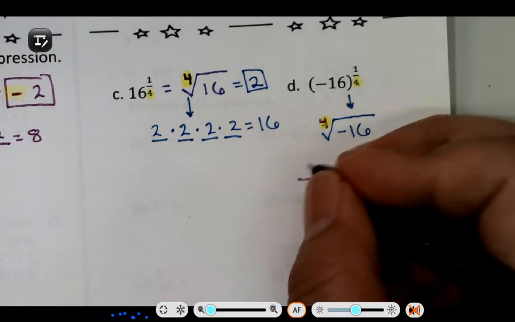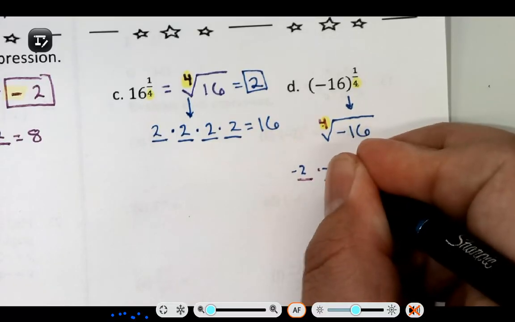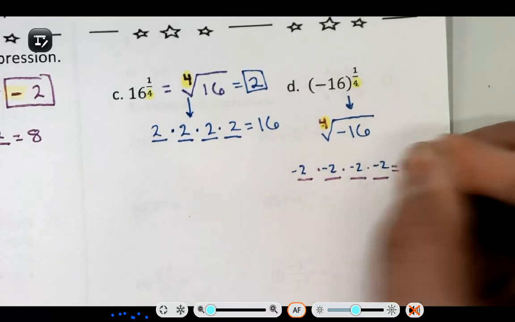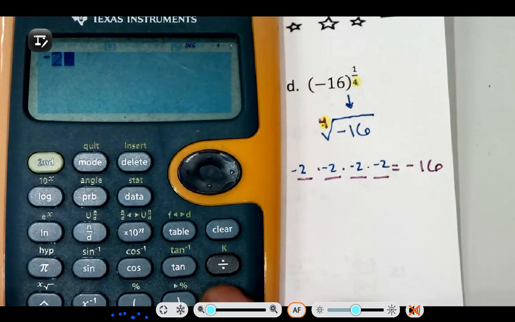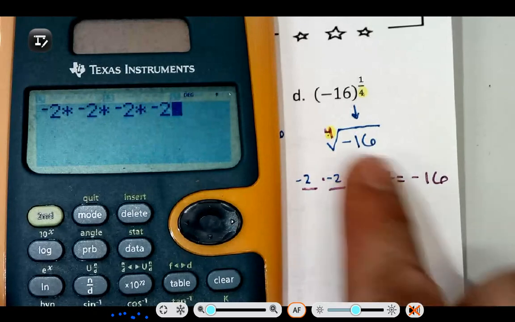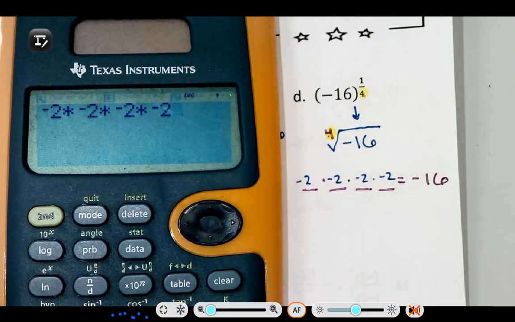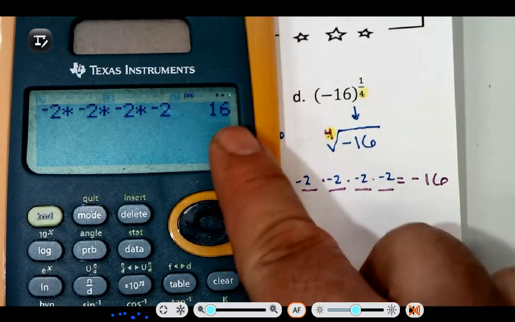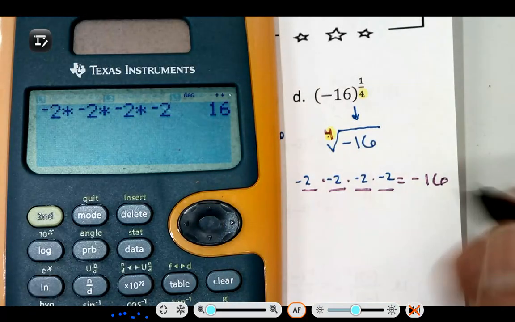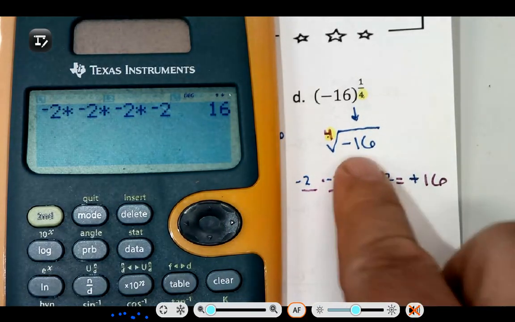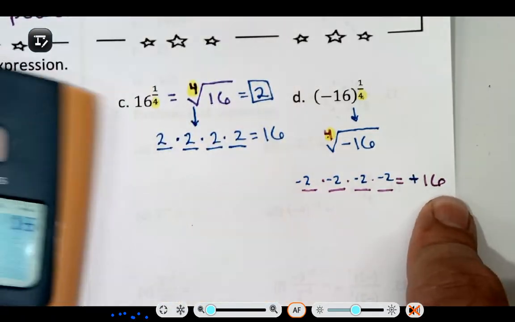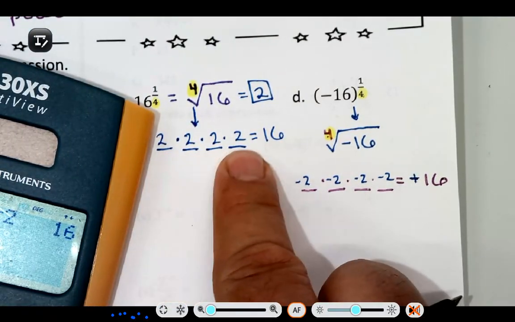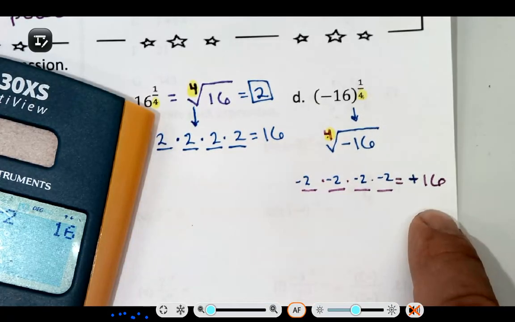So I guess we could try negative 2. Let's see what happens if we multiply negative 2 4 times. So negative 2 times negative 2 times negative 2 times negative 2. Again, 4 times, and it has to be the same number. All right, let's see what happens. Look at that. It's a positive 16. I'm trying to get a negative 16 out of it, so this didn't work. And we already know 2 times 2 times 2 times 2 is positive 16 also.